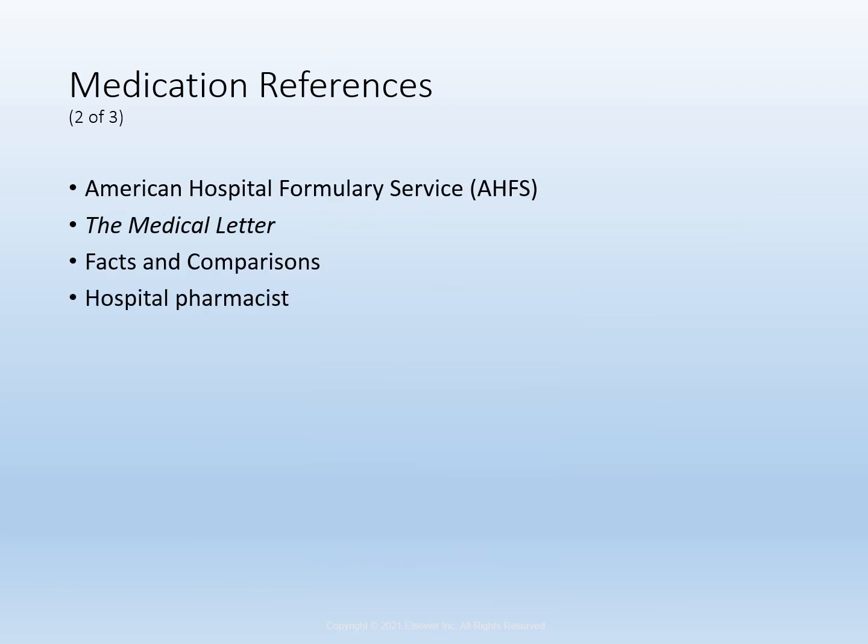There's a couple other references you can use: the American Hospital Formulary Service, the Medical Letter, Facts and Comparisons, and a hospital pharmacist. These all have unique applications as well. The AHFS is considered unbiased because pharmaceutical companies aren't the sole source of information for these. And Facts and Comparisons includes comparison charts and tables for thousands of prescription and over-the-counter medications.